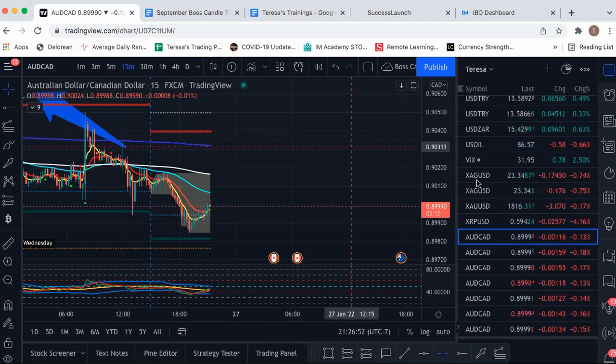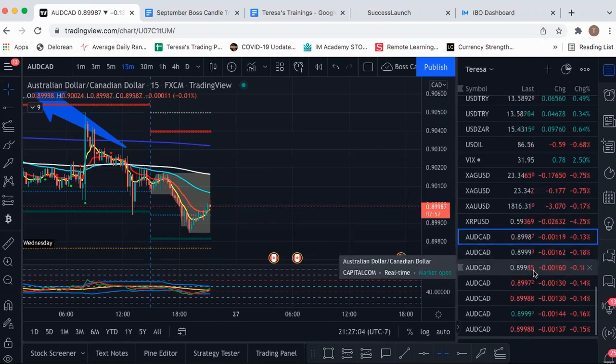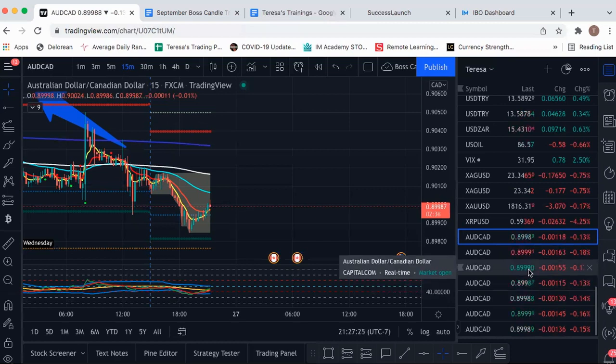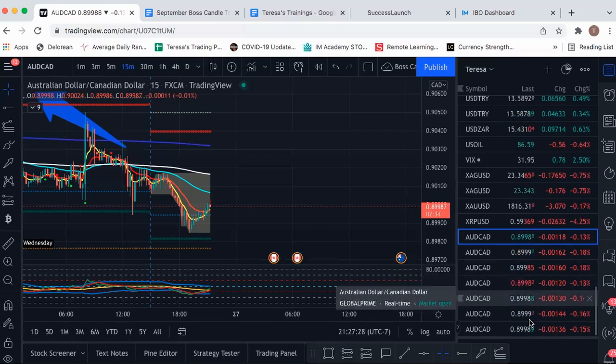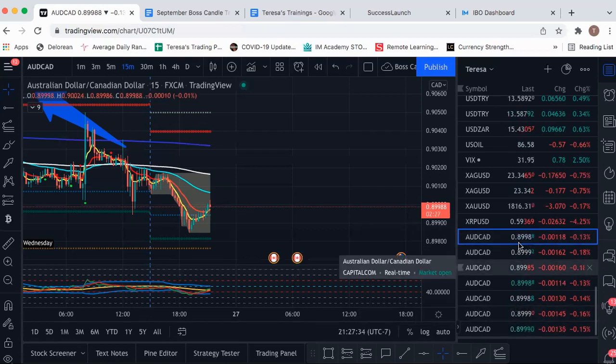So if we look at all the brokers that are listed here, we can see that FXCM is about 5 pipettes more than Forex.com, and Capital.com is quite a bit different. Capital.com is like 1.5 pips different than Forex.com, and IDC is about 3 pips different than Capital.com. Okay, so you guys see my point here? Every different broker on the same pair has a slightly different price.